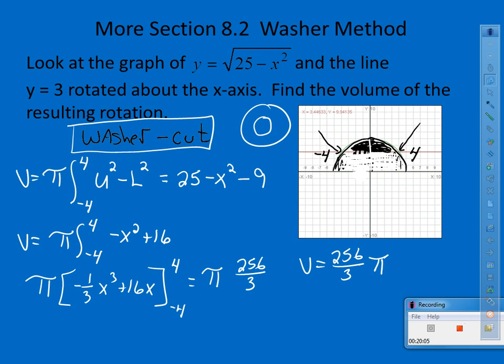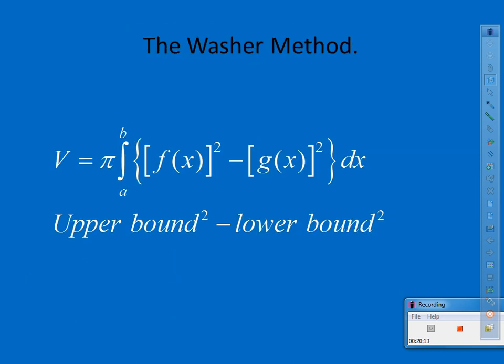And really, I've only been on the video 20 minutes. I've only got one more example, so hopefully I haven't gone too fast. It's one of those lessons that sometimes it just doesn't flow like I would hope it would. But here's the washer method that we just used. It's pi times whatever your bounds are of your upper bound squared minus your lower bound squared.